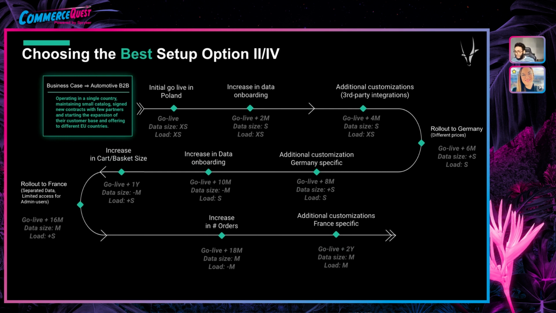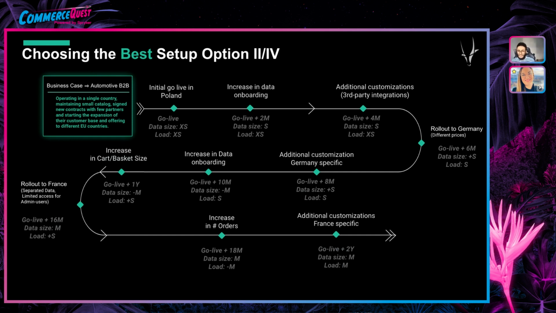So the data set size would be an S+, so it's more on the higher side of small, going into the medium. The additional customizations would not change this. The increase in data onboarding would increase the data set size to a medium in this case, because you don't have very clear details on the requirements, right? This is not something that I would actually advise to do. You would need to gather as much as you can on the numbers that are related to the data set size and load. But I'm just giving you a use case where it's not very, very clear and you are making your own assumptions. The increase in cart basket size would actually impact the load.